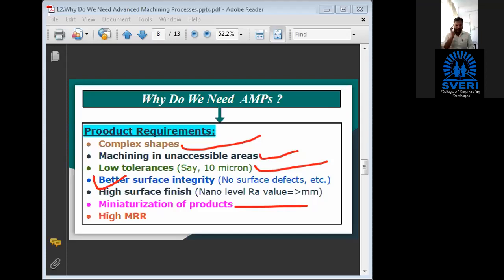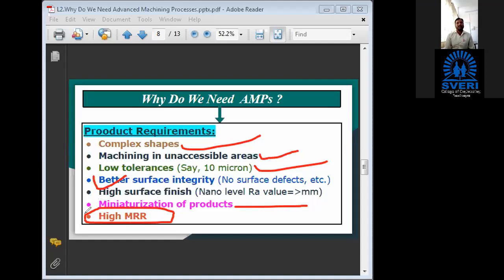While processing those materials, industries are taking care of the production rate, or productivity. Industry always demands that the cost of production should be as low as possible, so that they can earn higher profit. High production rate means high material removal rate. Within less time, industry wants more product, that means high productivity, so they should go for high material removal rate.